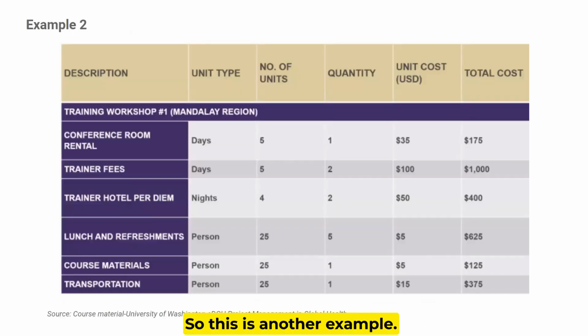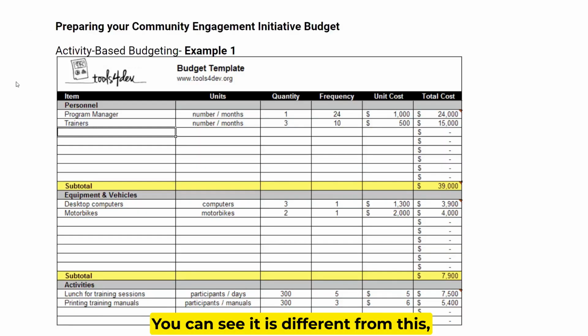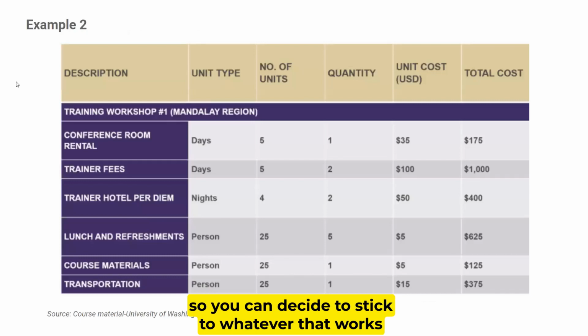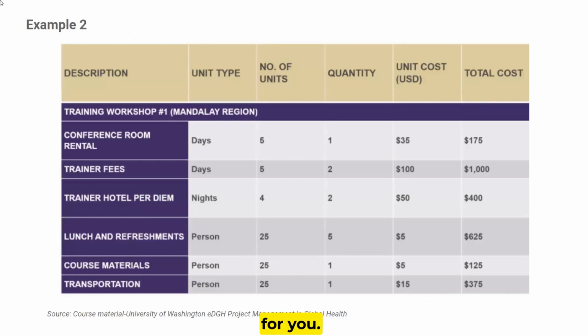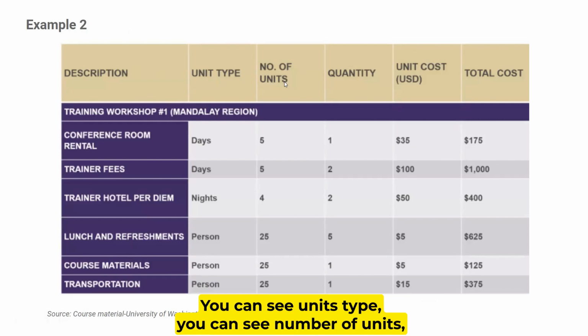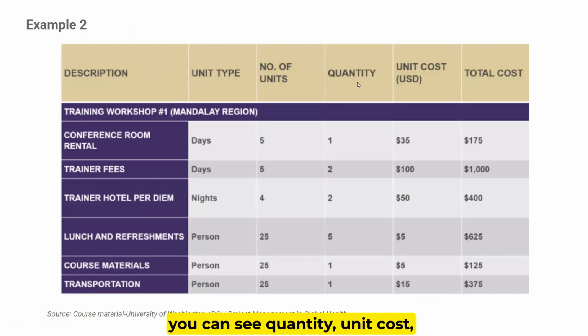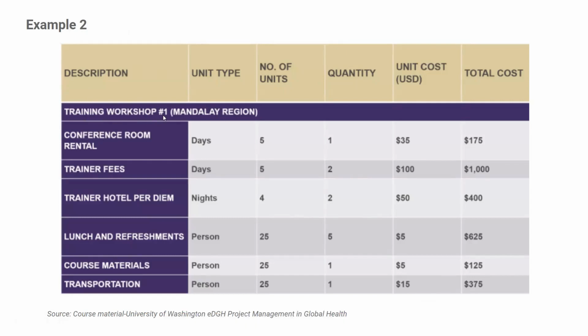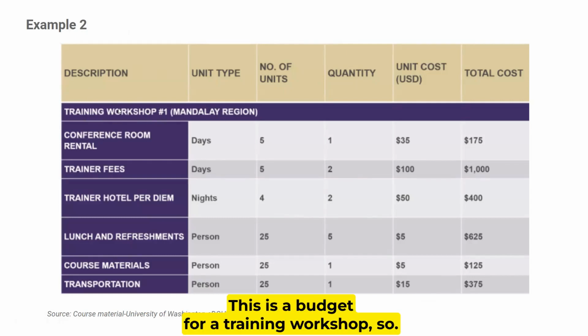So this is another example. You can see it is different from this. So you can decide to stick to whatever works for you. So you can see description, you can see unit type, you can see number of units, quantity, unit cost, total cost. So description is training workshop. So this is a budget for a training workshop.